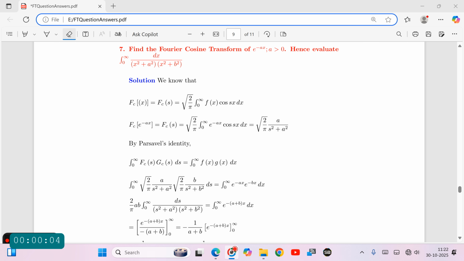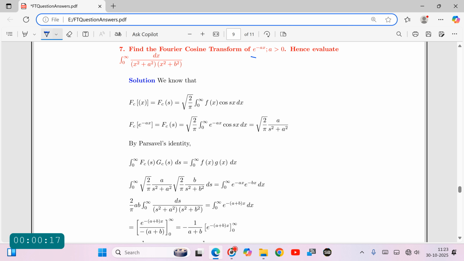Good morning, students. Today our topic is Fourier cosine transform. Under this Fourier cosine transform, let's see the first problem. Find the Fourier cosine transform of the given function e power minus ax, a greater than 0, and hence evaluate the integral 0 to infinity dx by (x square plus a square) into (x square plus b square). Now let's come to the solution.